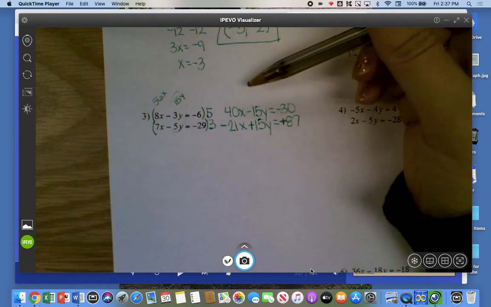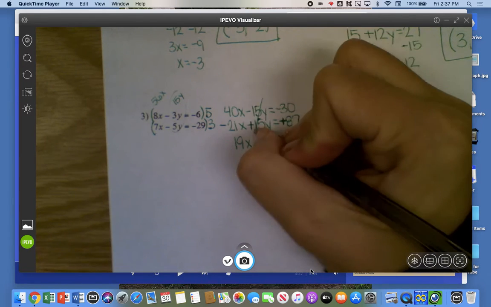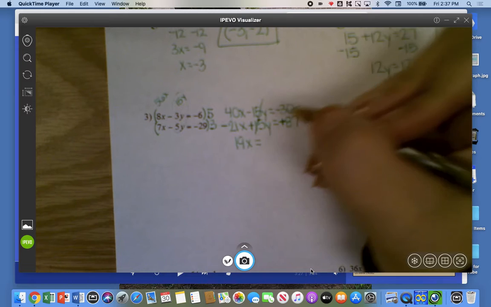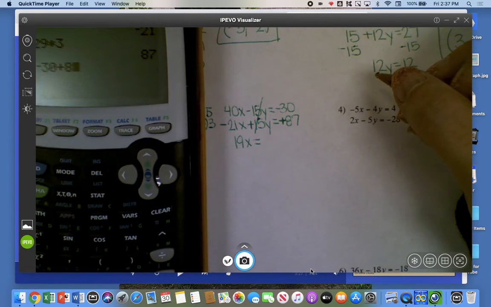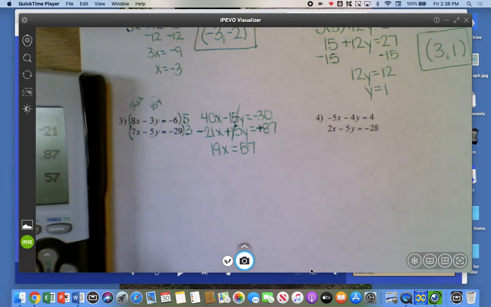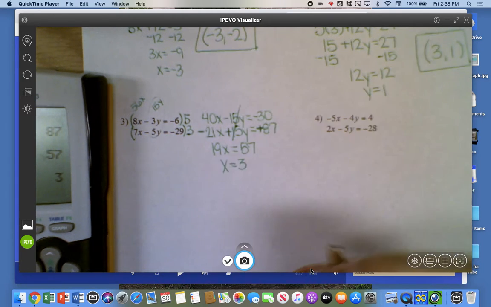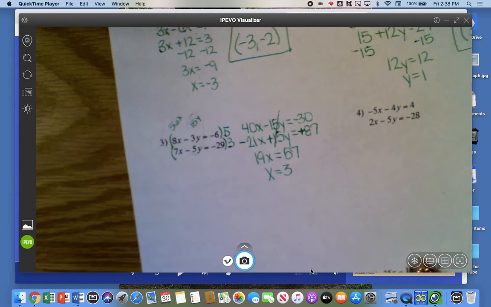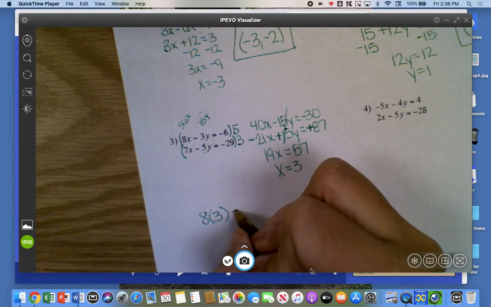And so then we have 40 minus 21, which is 19x. The y's eliminate. Negative 30 plus 87 gives me 57. And divide that by 19. And I get an answer of 3 for x. So then we just got to go back in and plug that in. Again, I'm choosing the top equation.